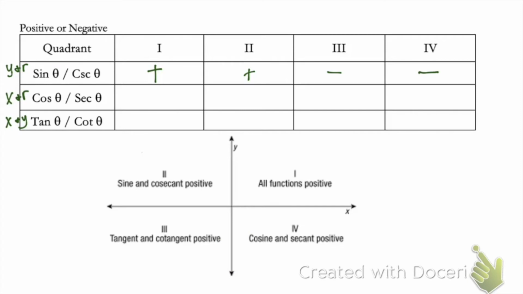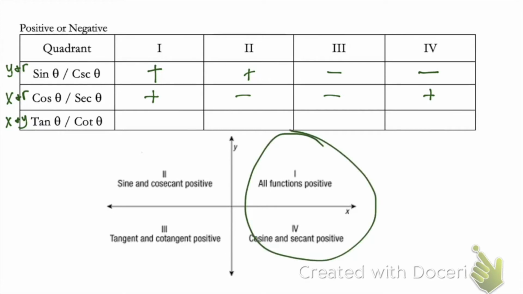All right, I want you to pause your video and put in the positive and negative signs for the cosine and secant. So my x values are always positive over here, and in the other two quadrants, they're negative. Tangent's going to be slightly more tricky because we have both x and y to consider.